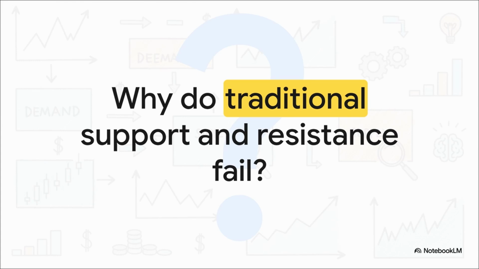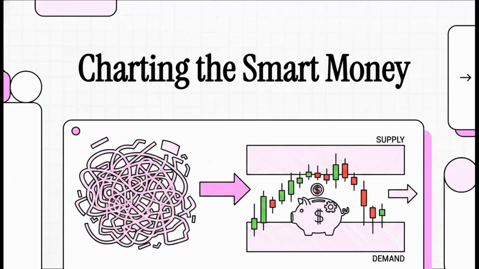Look, if you feel like you're constantly falling into these invisible traps set for retail traders, trust me, you are definitely not alone. So, welcome to this explainer. Today, we're diving into Charting the Smart Money, a guide to supply and demand zones. Our goal here is actually really straightforward, but it's a total game changer. We're going to help you stop trading that noisy, unpredictable retail chart pattern stuff and start tracking the actual buying and selling power of massive financial institutions.